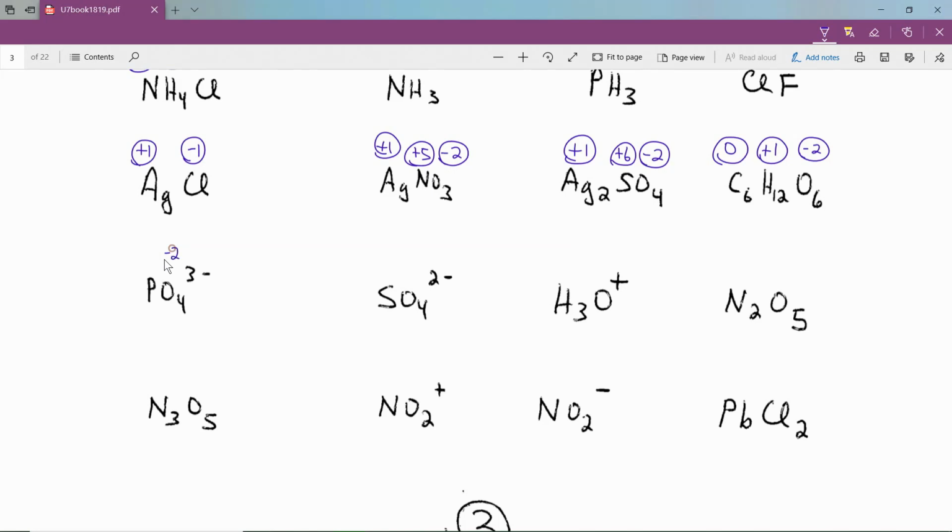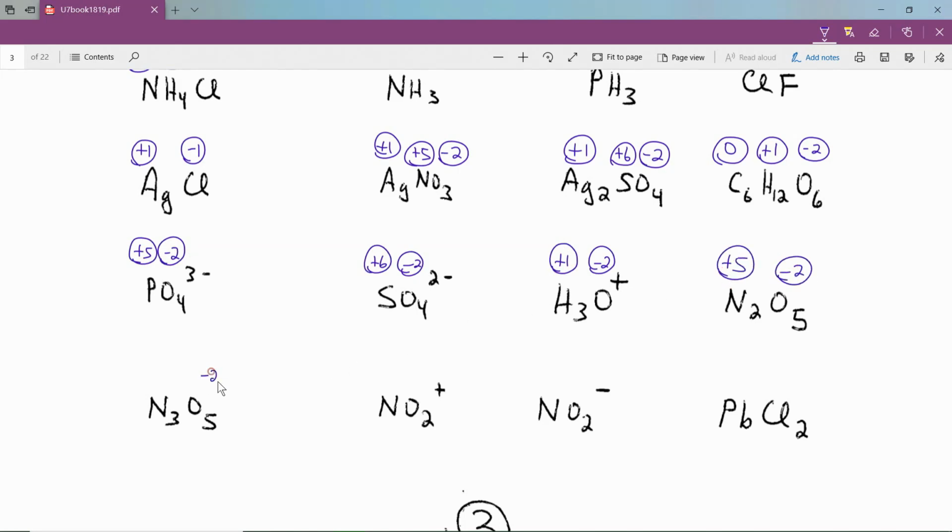PO4 3 minus, oxygen is -2, phosphorus is +5. SO4 2 minus, oxygen is -2, sulfur is +6. H3O plus, that's hydronium. We remember that from the acid-base chapter. Oxygen is -2, each hydrogen is +1.